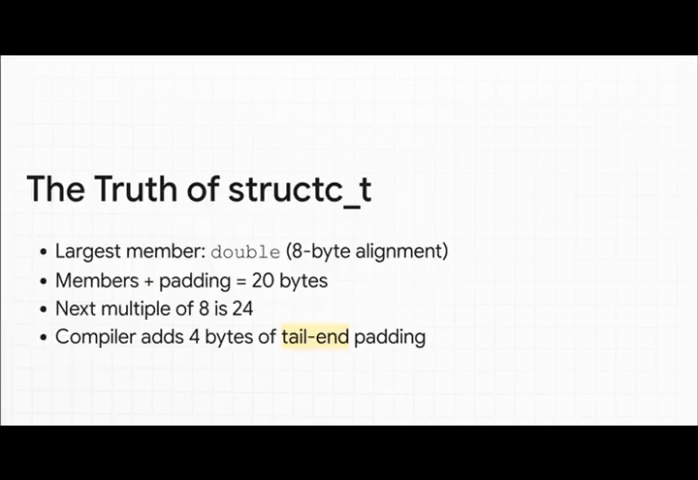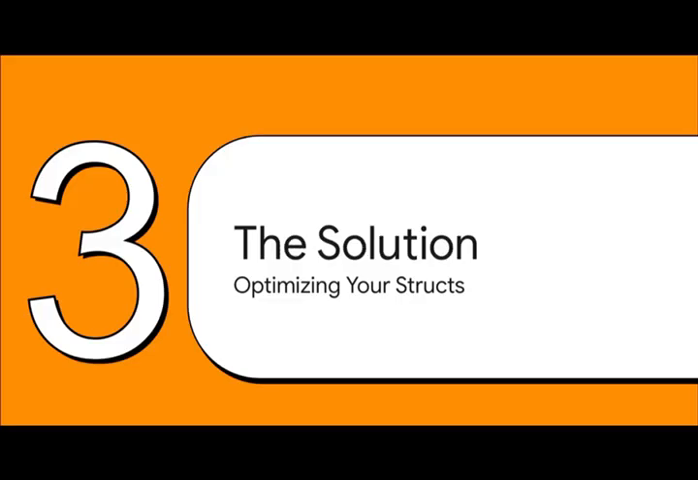So here's the final piece of the puzzle for struct CT. Its biggest member is that double, which has an 8-byte alignment. That means the struct's total size must be a multiple of 8. Now, we calculated that the members plus the internal padding added up to 20 bytes. What's the next multiple of 8 after 20? It's 24. So the compiler tacks on 4 extra bytes of tail end padding, just to round the total size up.